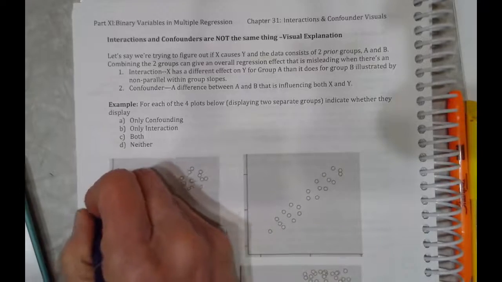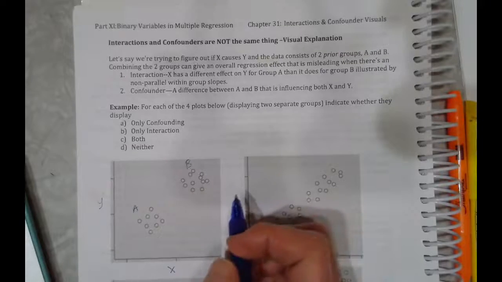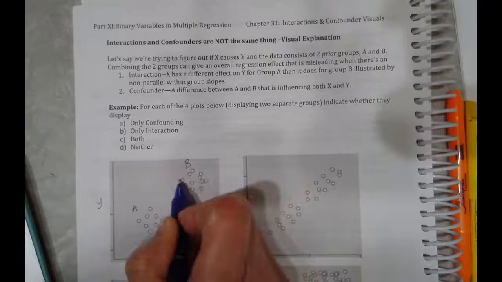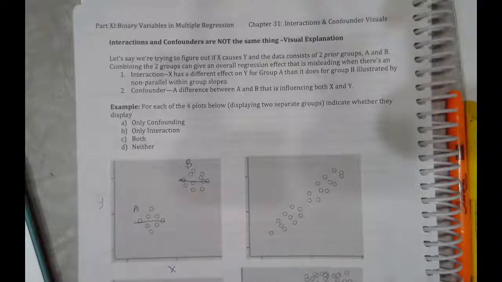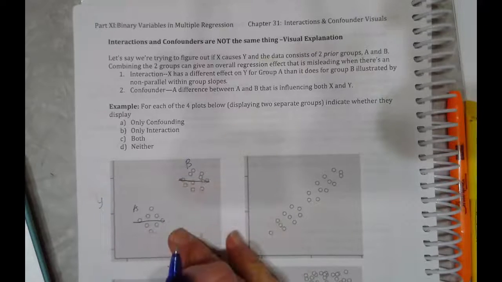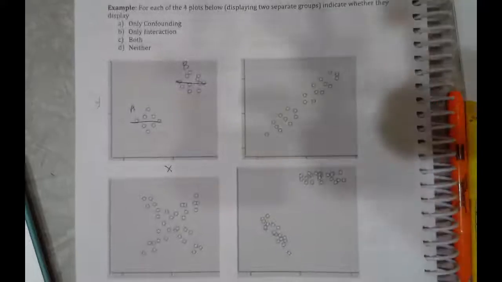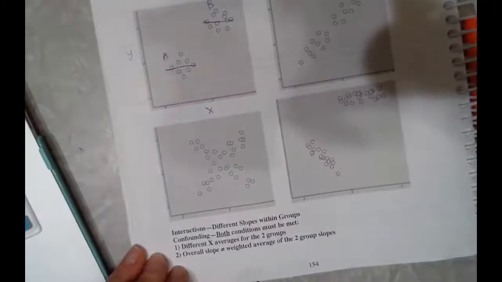All right, so here's a y and here's the x-axis. And we can see, so there's two groups. Say there's group A and group B. All right, and you can see that both of these have about the same slope. So that means there's no interaction because they have parallel slopes. But now, how do we figure out whether there's confounding? Let's look down here. Okay, can you see that?